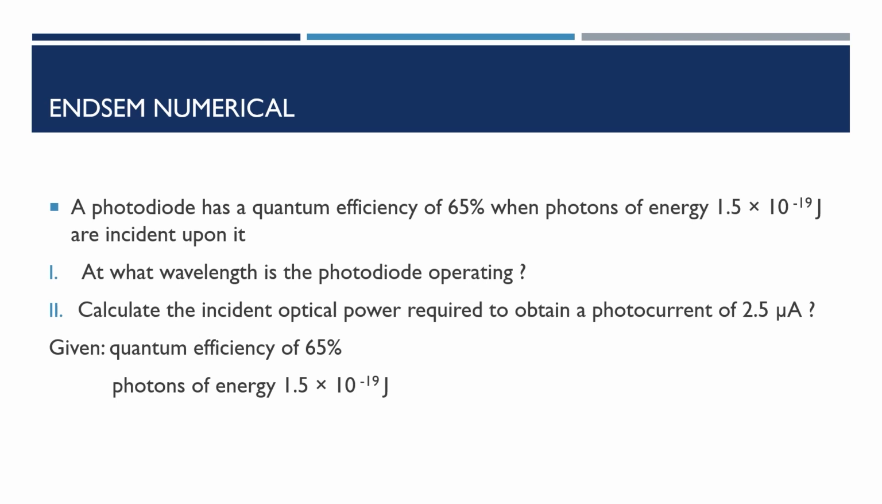When photons of energy 1.5 × 10^-19 joules are incident upon it, the question is: at what wavelength is the photodiode operating, and second, calculate the incident power required to obtain a photocurrent of 2.5 microampere. This question is for 6 marks. So let's solve this question.